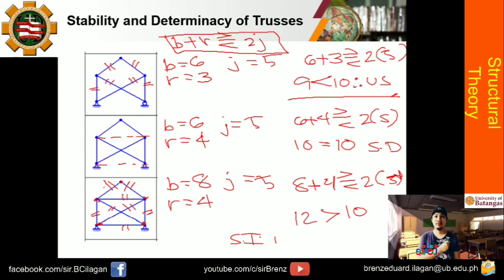So again, to know the degree of indeterminacy, just take the difference of these two, or that will be 12 minus 10. So that is 2, or the second degree.